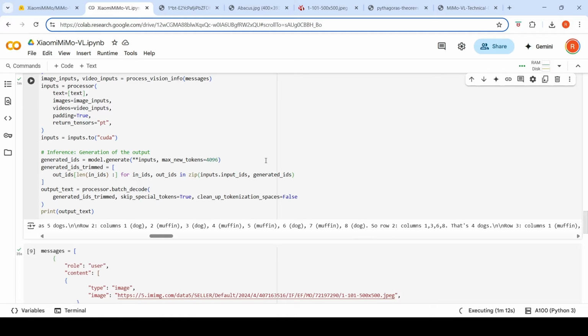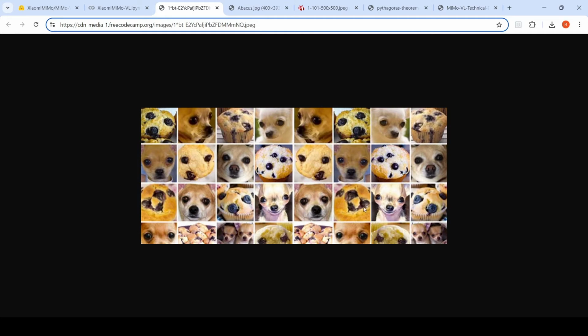So it tries to count like that, and it says that there are 17 dogs. When I did a manual count, I got 18, but it's somewhere close. So this was another reasoning problem which I tried.